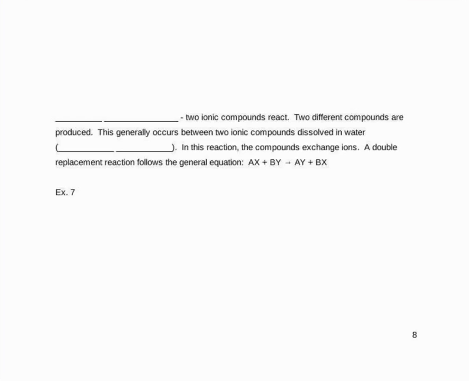This is Unit 8, and we are looking at our fifth and final type of chemical reaction. This chemical reaction is a double replacement reaction. And what happens in this reaction is that two ionic compounds react. What we get are two different compounds being produced. So the reactants are two ionic compounds. The products are two different compounds.